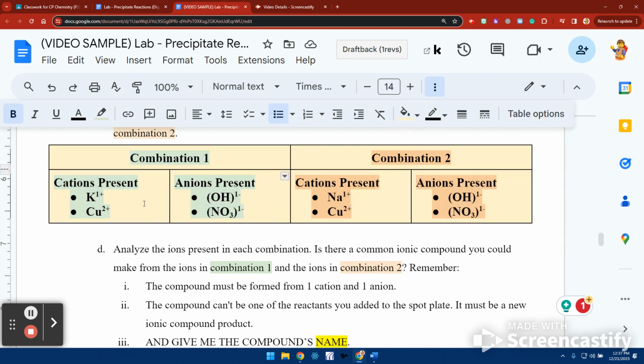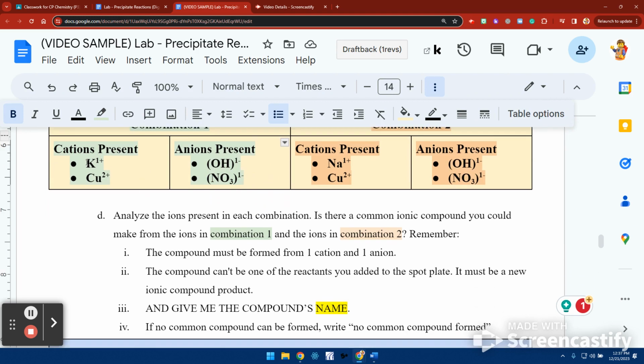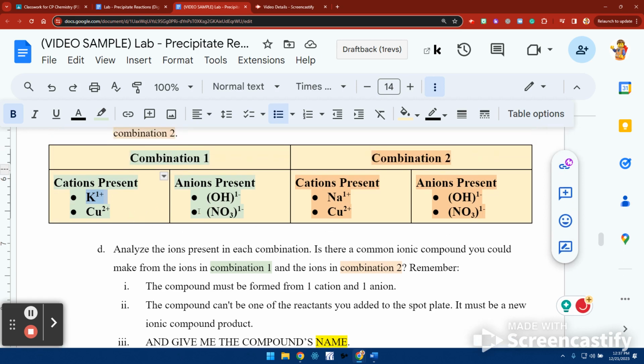You might say, oh, Mr. Gucci, I think the dark blue compound was made out of potassium and nitrate. All right, potassium nitrate. Well, guess what? You can form potassium and nitrate from the ingredients in the first combination, but you can't in the second combination. The second combination did not have potassium at all. So that dark blue compound can't have been potassium nitrate because you couldn't form it over here.